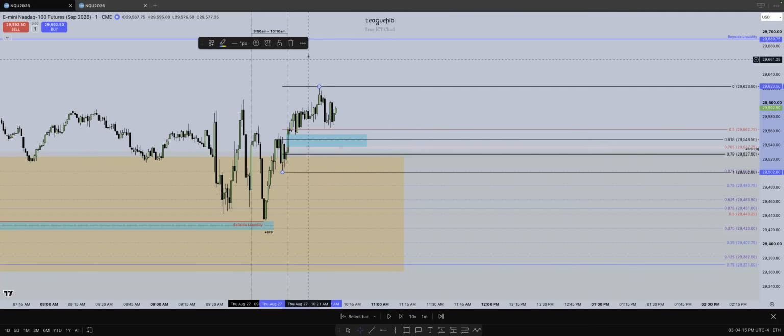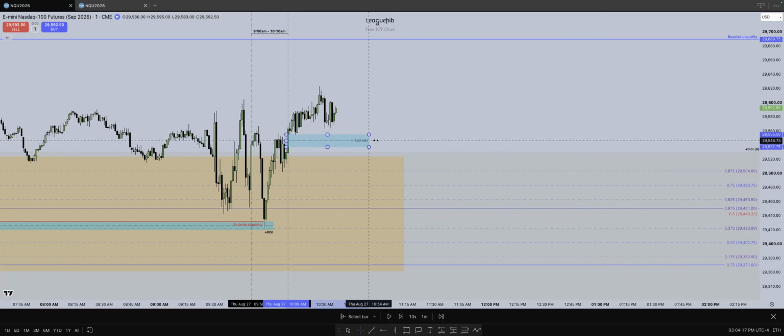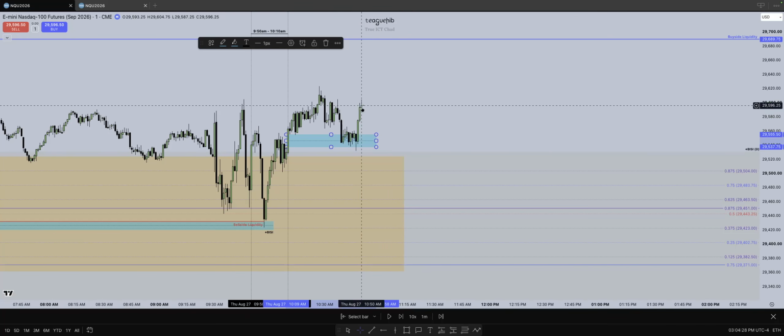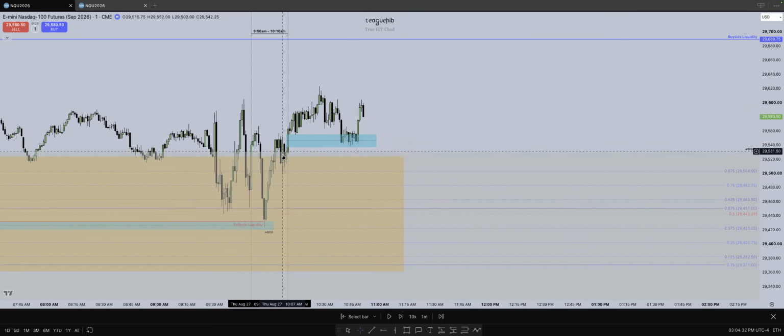So this BISI is still a high quality area for price to find support at. And what ends up happening, we do end up trading lower inside of the BISI, and we end up accumulating, and bang, we start reversing. Okay. And we end up respecting this order block right here, which is what?